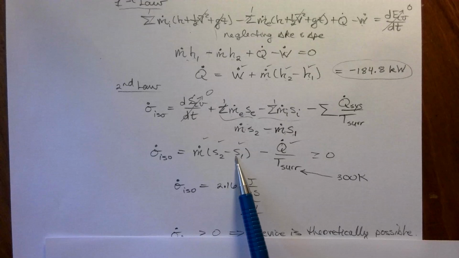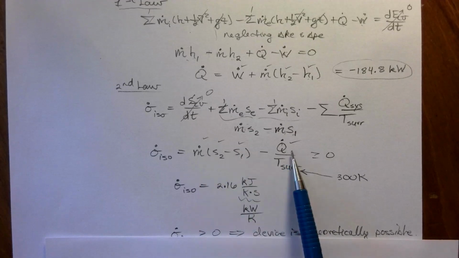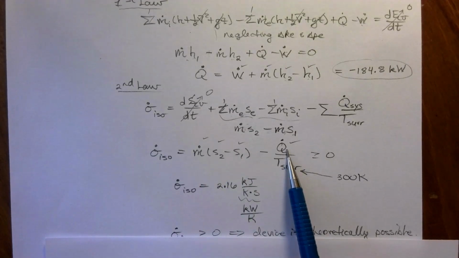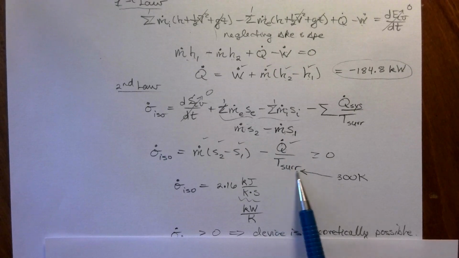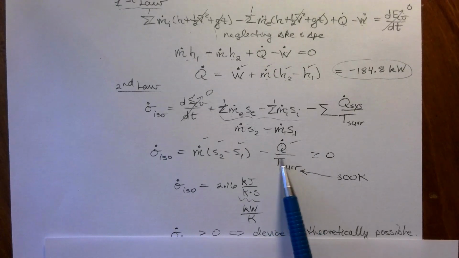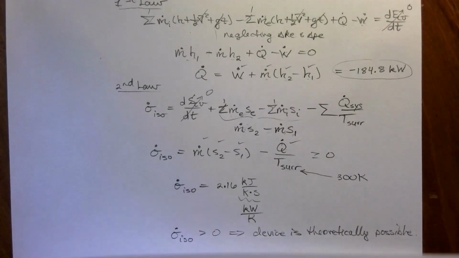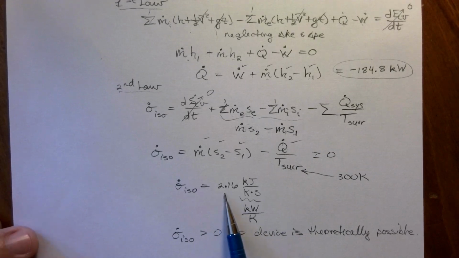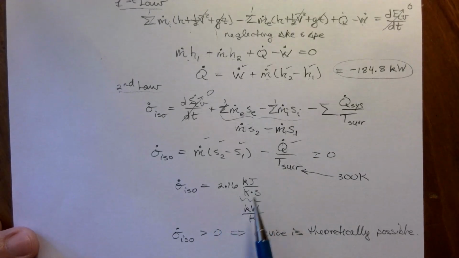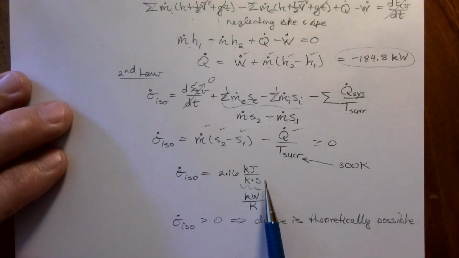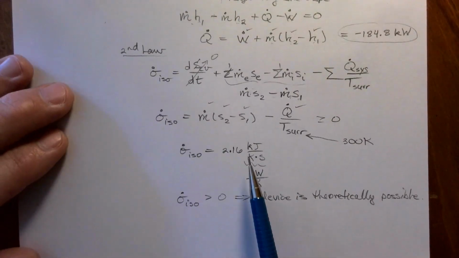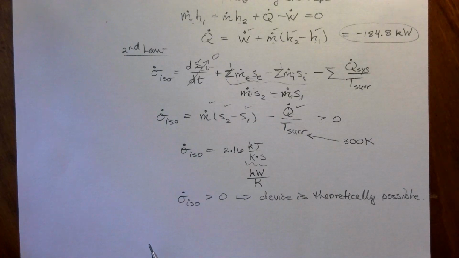The states are defined, so you can get S1 and S2. M dot is given, and we just calculated Q dot above. This is the temperature of the surroundings, given as 27 degrees, so 300 K. It has to be absolute. If you substitute values and do the computations, you'll end up with 2.16 kilojoules per second per K, and a kilojoule per second is a kilowatt, so that's a kilowatt per K.